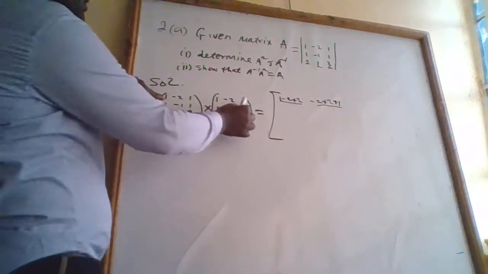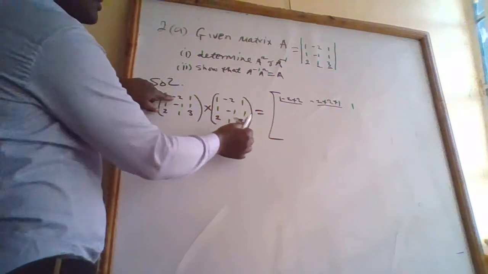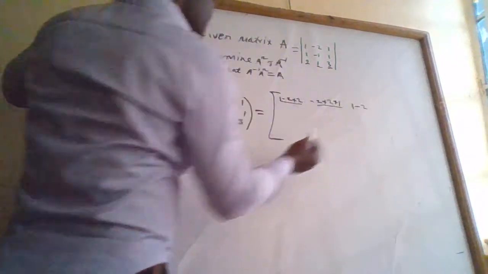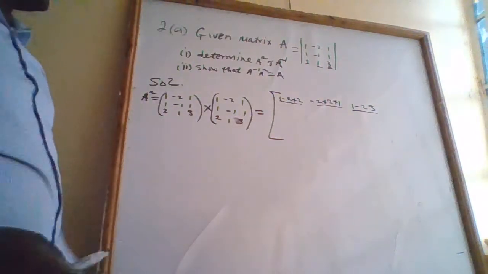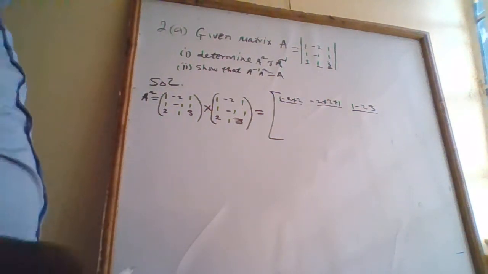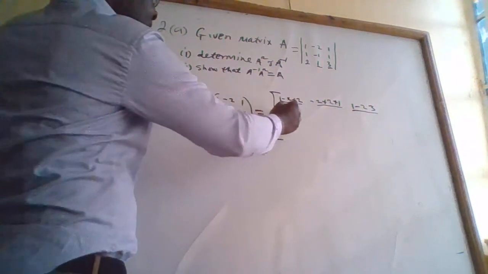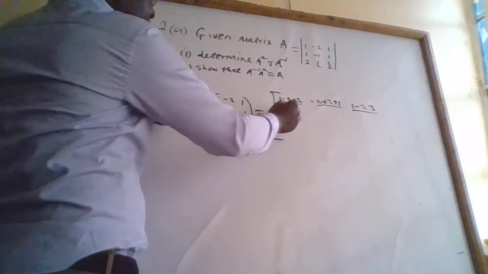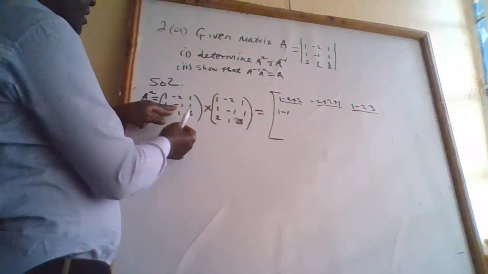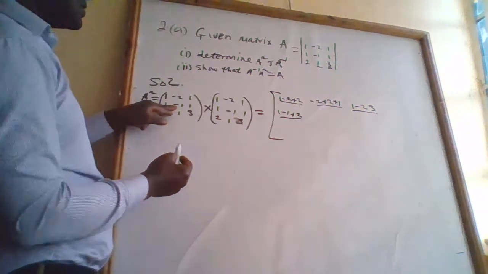We go to the last element. It will be 1 times 1, we have 1. And then we have negative 2 times 1, we have minus 2. And then we have 1 times 3, we have 3. So we are through with the first row. We go to the middle row. It will be 1 times 1, it's 1. Then negative 1 times 1, negative 1. And then we have 1 times 2, plus 2, like that.